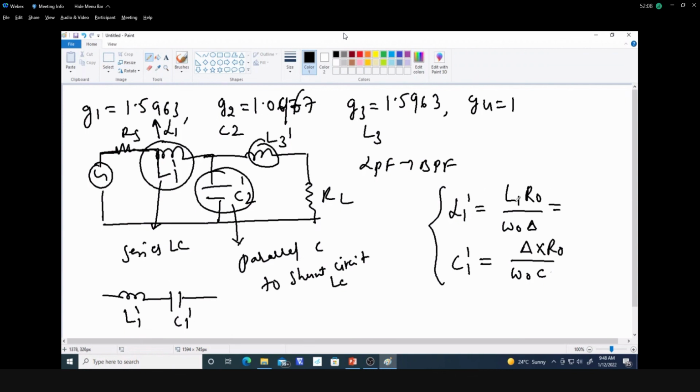Now if I substitute the value of L1 in terms of that normalized value, we are going to get 1.5963 into 50 divided by omega naught, which is nothing but 2 pi into FC, the center frequency. Here the omega naught is nothing but the center frequency or F naught. So 2 pi into 1 gigahertz, and delta we need to find out what is the value of delta. So now what is the delta value here?